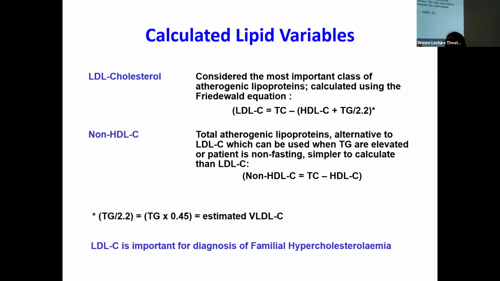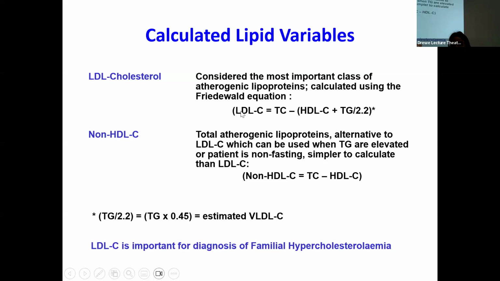Let's now move on to calculated lipid variables. The two that really come to mind, and are part of our full lipid profile, are the LDL cholesterol and the non-HDL cholesterol. As we talked about, LDL cholesterol is considered the most important class of atherogenic lipoproteins. Traditionally, this has been calculated in most labs, and certainly still is, using the Friedewald equation.